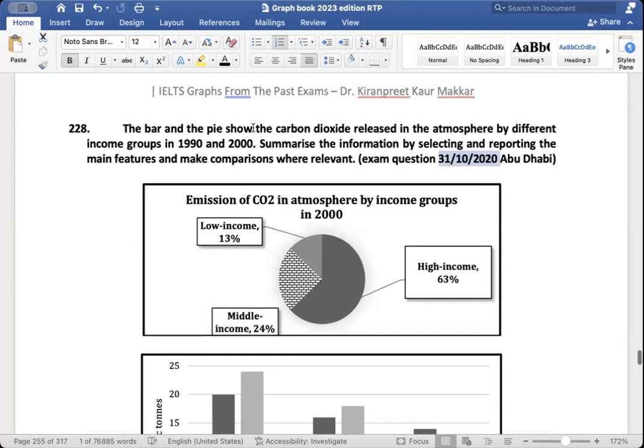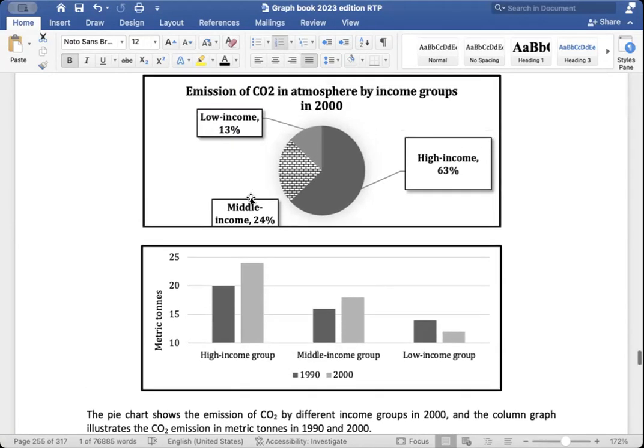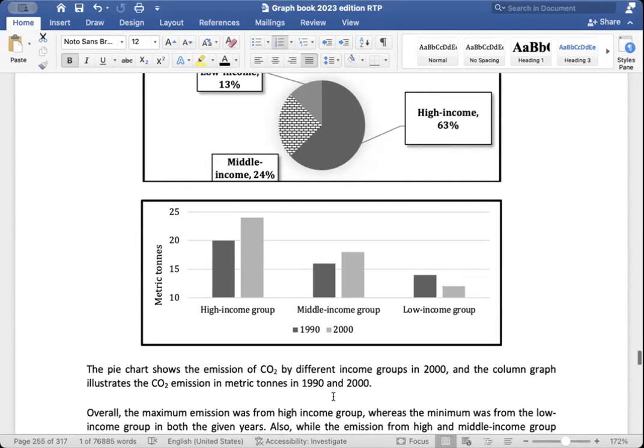You will take some things from the question and some things from here. So the bar and pie show the emission of CO2 in the atmosphere by different income groups in 2000. See here, Nafisa, I have written separately for both. The pie chart shows this and the bar graph shows it. You can write separately, because here there are 2 years and here there's only 1 year. You cannot combine both. You will have to write them separately.